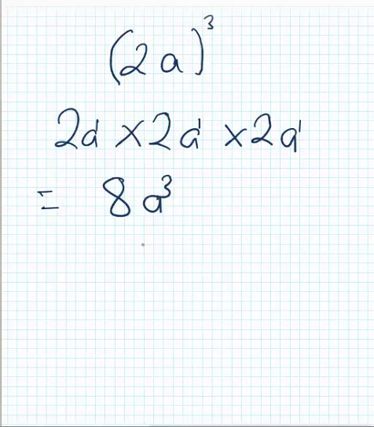And I'll write this also before I evaluated it. I would have had 2 to the power of 3, a to the power of 3. So you might start seeing a pattern with what's happening. Let's try another one.